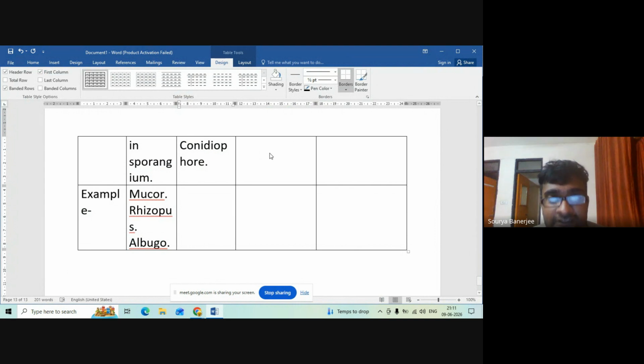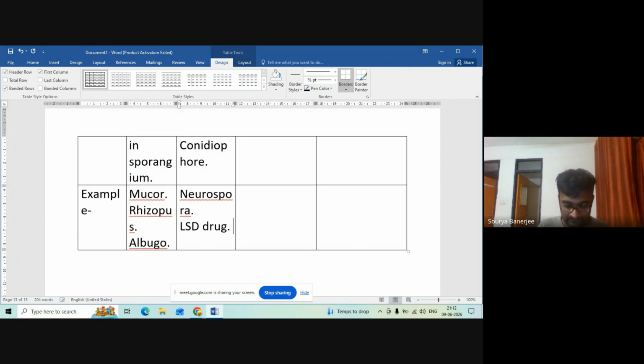Now coming to, after phycomycetes, ascomycetes. What example? Neurospora. I haven't written those things, just add them in your notebook. Mucor, I told you, grows on dung. Neurospora is used for different research purposes. Now the last one, LSD drug. Do you know that LSD is the strongest hallucination-creating drug?